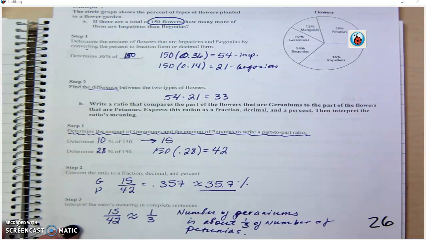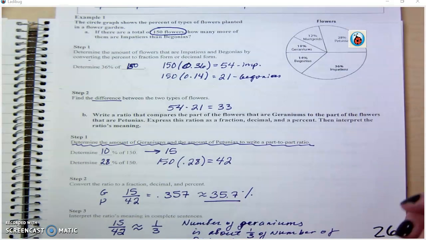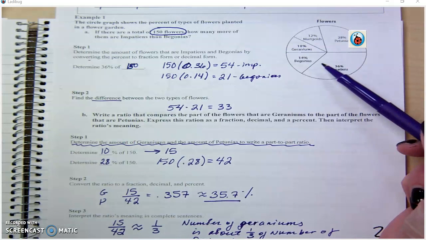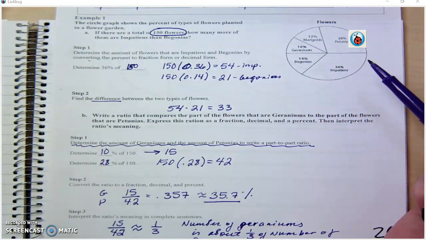You don't see it, here you go. So again, let's go back to our chart in the initial circle graph, guys. When we look at the geraniums right here, what do we see? Yes, it's 10%. Petunias, 28%, which we can round up to about 30. Is 10 about 1/3 of 30? Yes, it is. Okay, we did find the actual quantities, and the quantities are also true to that approximate relationship.